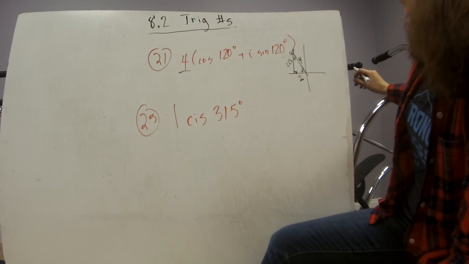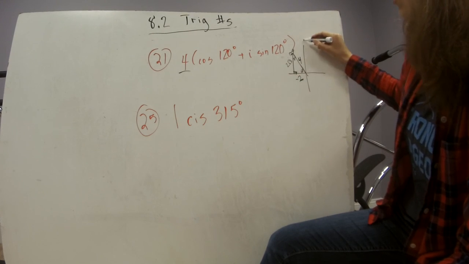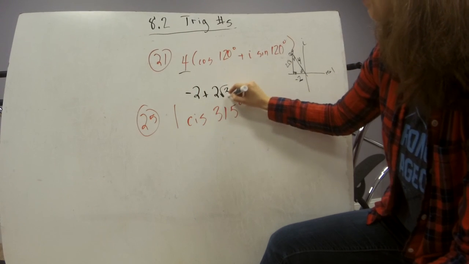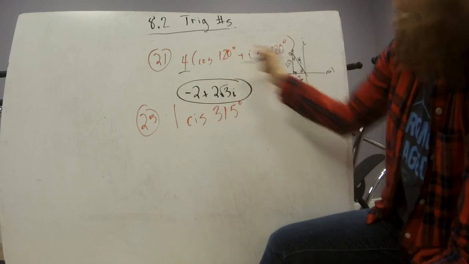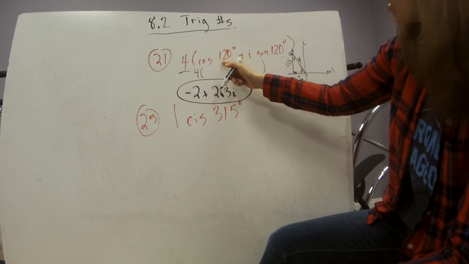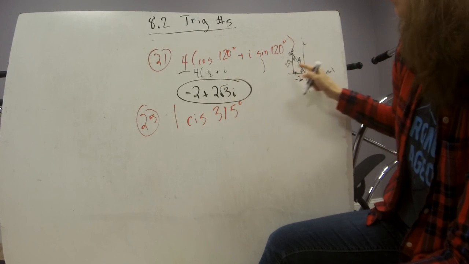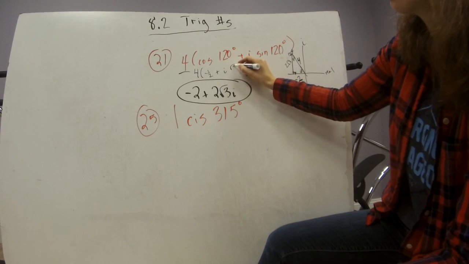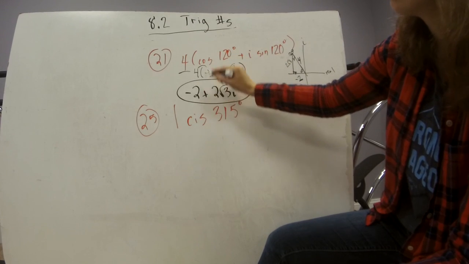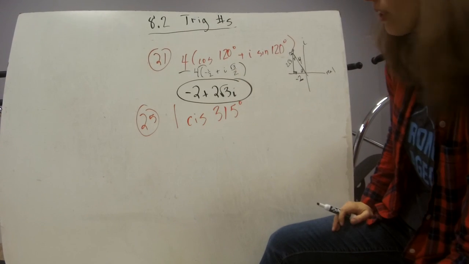So then boom, this side is -2 because it goes in this direction, and this side's up, but it's got an i on it because this is the i axis and this is the real axis, so I get -2 plus 2 root 3 i. Now if you didn't want to do it that way, you could say, oh, well, I'm just going to know from the unit circle that cosine of 120 is -1/2. And then there's an i on here, and I know that sine of 120 is root 3 over 2. And then you just distribute your 4. 4 times -1/2 is -2. 4 times this, the 4 and the 2 reduce, and you get 2 root 3 i. So you can do it either way.